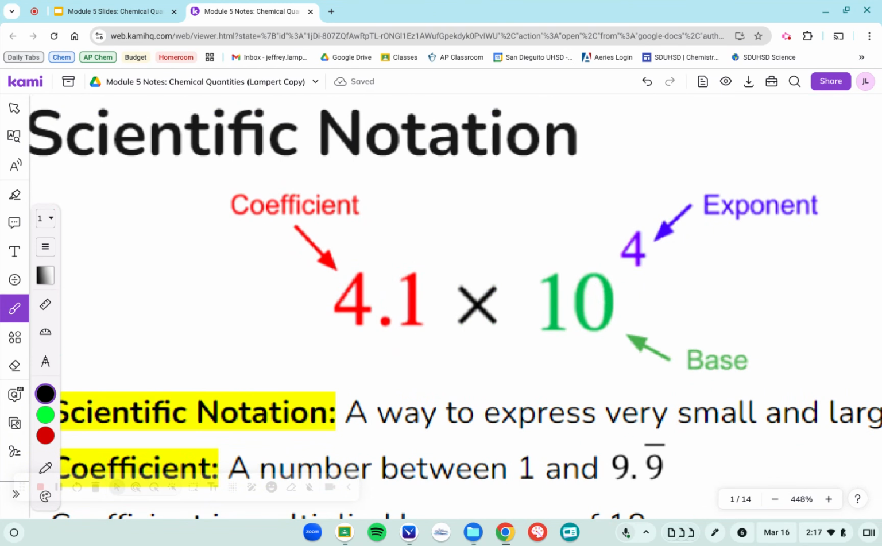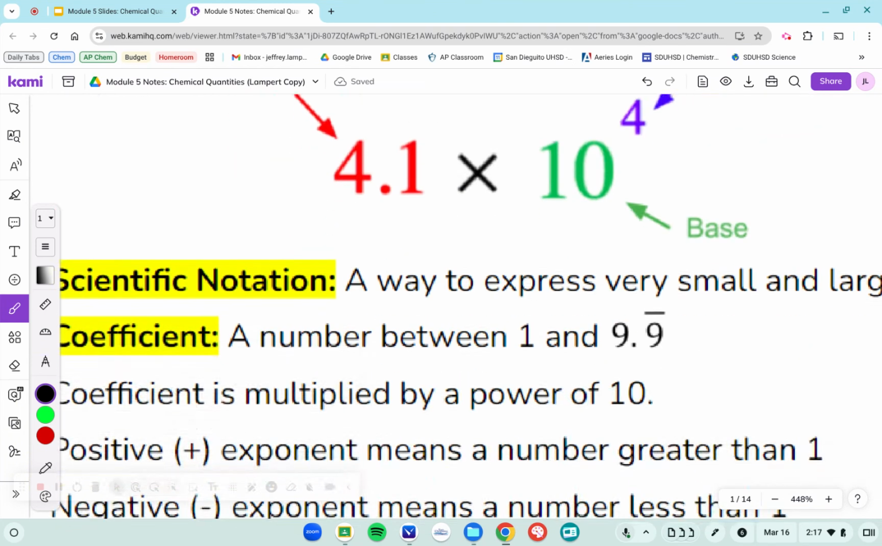All right. Now, some key things to know. That exponent there can be either positive or negative. If I have a positive exponent, that means I have a large number, something bigger than 1. If I have a negative exponent, it means I have a small number, something smaller than 1. All right? Questions so far?